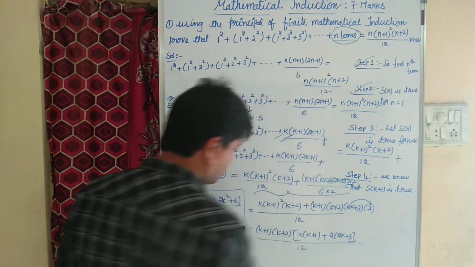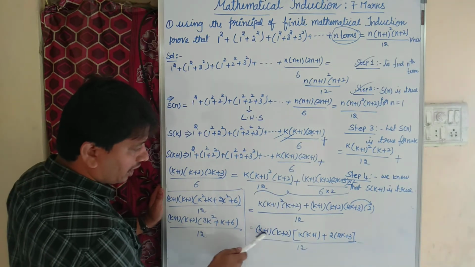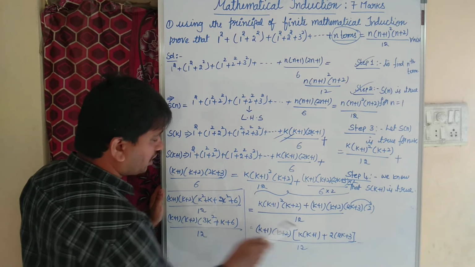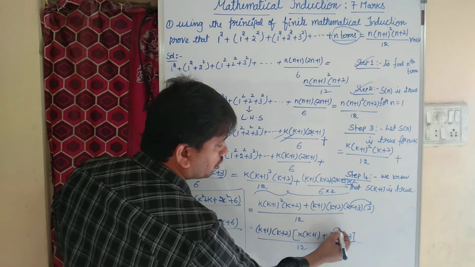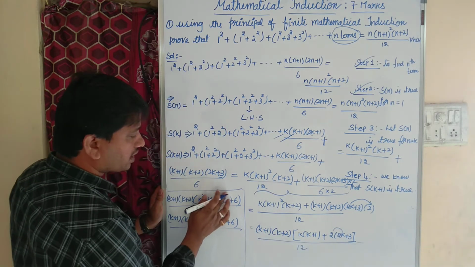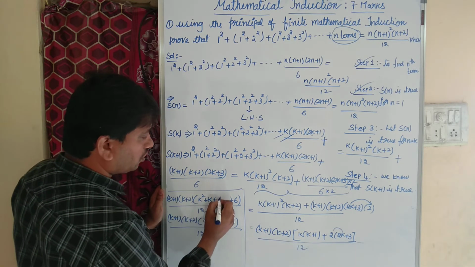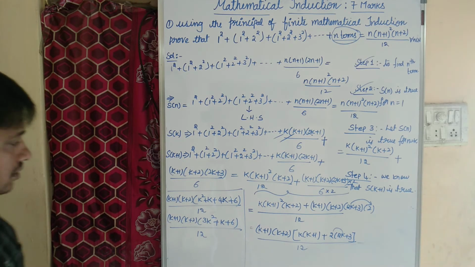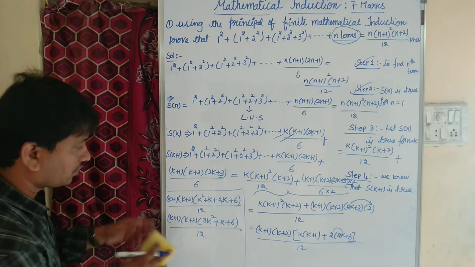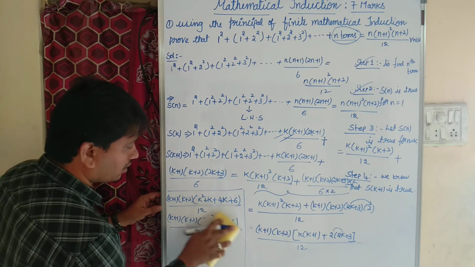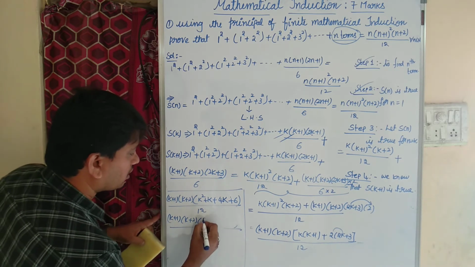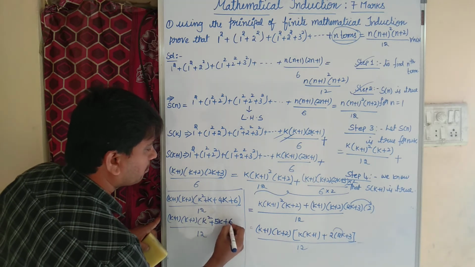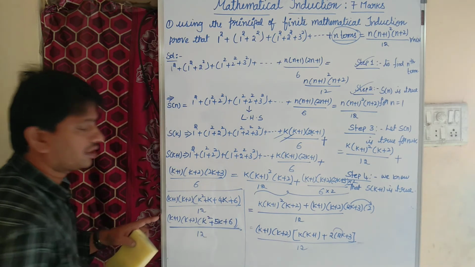Students, here we made one mistake. What is that? We took (k+1)(k+2) common: k into k square, k into 1 is k, 2 into 2k is 4k. We have taken 2k square, and this is wrong. 2 into 2k is 4k, plus 2 times 3 is 6, divided by 12. Now you see, we got k square, k plus 4k is 5k, plus 6, divided by 12.